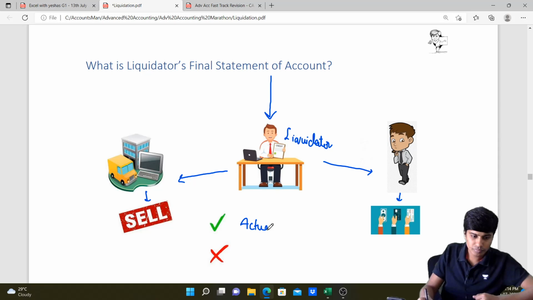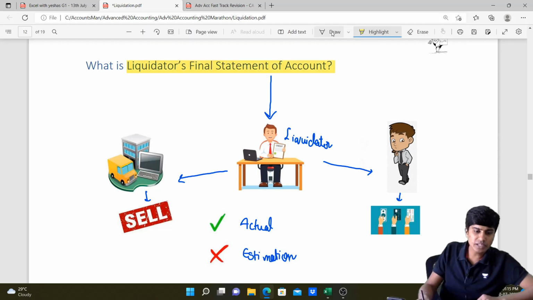You can call this a replica of the cash book. Basically, it is like the receipts and payment account that we prepare. Got that? Fine, let's go a little ahead.